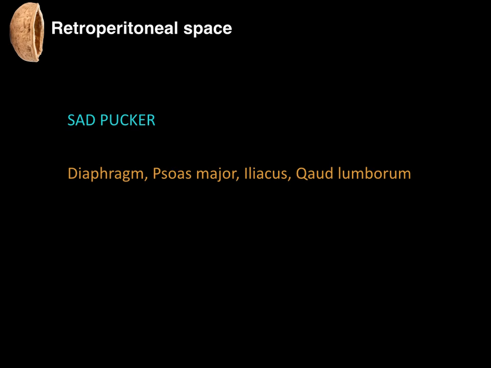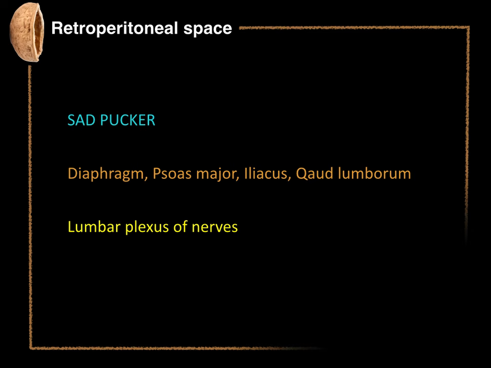So there is our retroperitoneal space, and here is our retroperitoneal space in a nutshell. All the organs found in the retroperitoneal space are SAD PUCKER. The muscles that line the posterior or the retroperitoneal space are the diaphragm, psoas major, iliacus, and quadratus lumborum. And the nerves found within this retroperitoneal space are all the branches of the lumbar plexus of nerves. Thank you so much, everyone. And there's the retroperitoneal space in a nutshell.